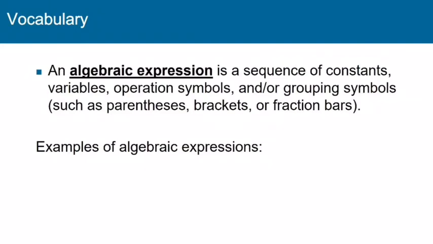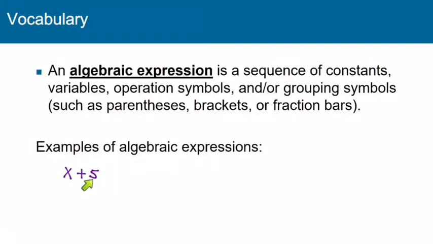Now here's another term. An algebraic expression is a sequence of constants, variables, operation symbols like addition, subtraction, multiplication, and division, and/or grouping symbols like parentheses, brackets, or fraction bars. Now, just to be clear, an algebraic expression does not have to contain all of these things, but it will always contain some combination of these things. Here are a few examples of algebraic expressions.